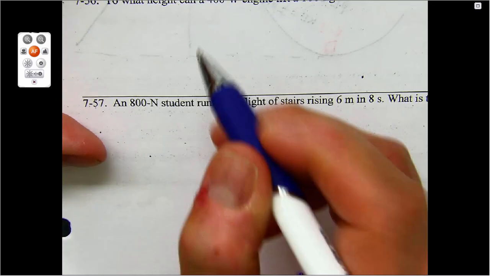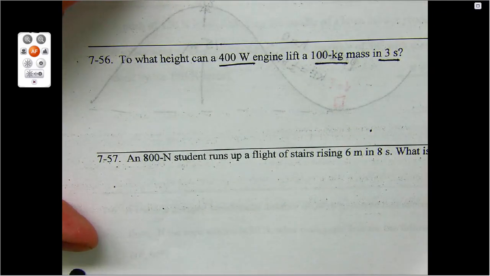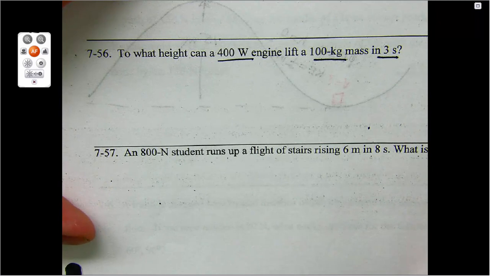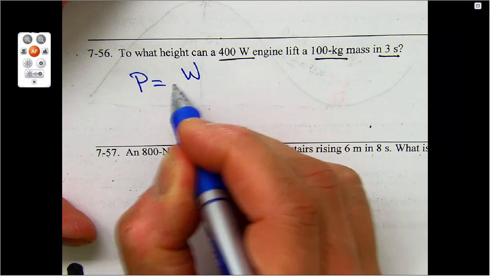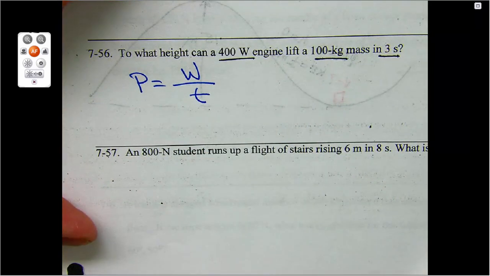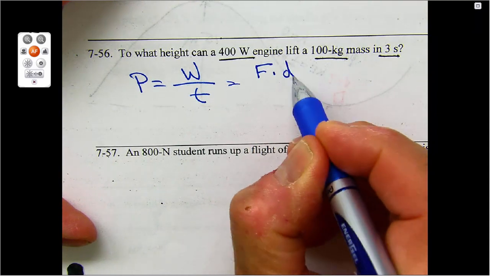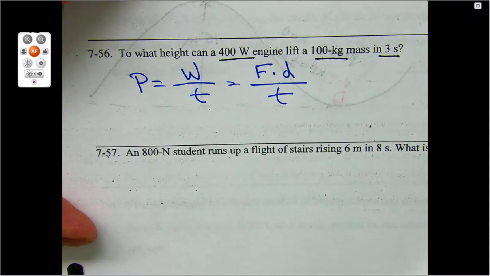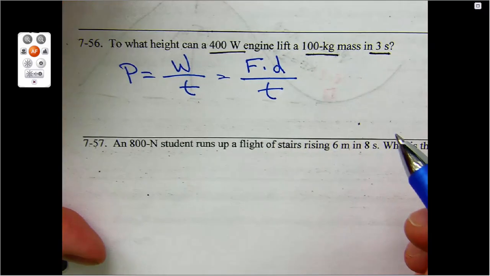56. To what height can a 400-watt engine lift a 100 kilogram mass in 3 seconds? So, this is power, work divided by time. Work is force times distance, divided by time. Okay. So, to what height can this 400 watt engine lift it?